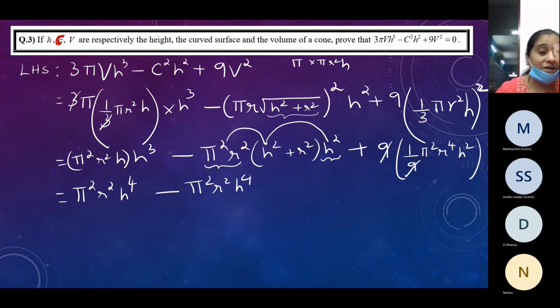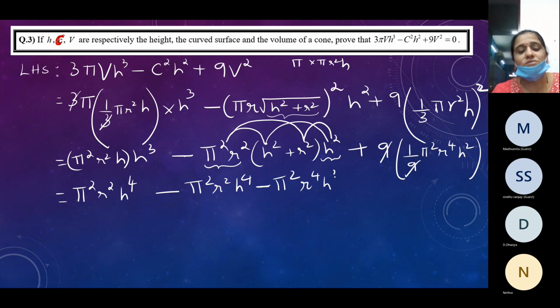Then multiply minus into plus, minus. Then multiply pi square r square and h square. So it will be pi square r to the power 4 h square. Pi square r square into r square is r to the power 4 and h square.